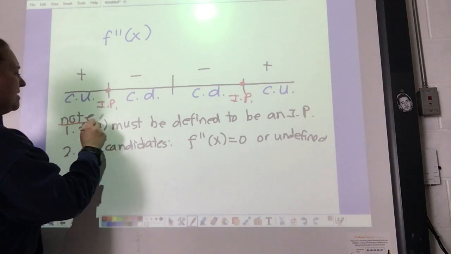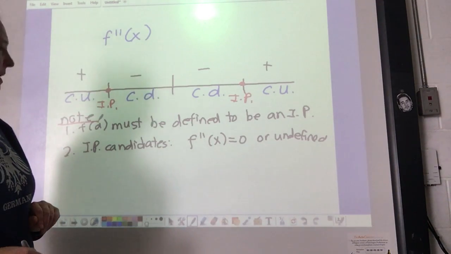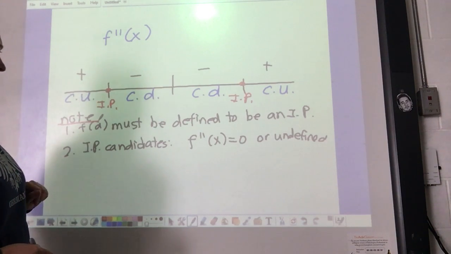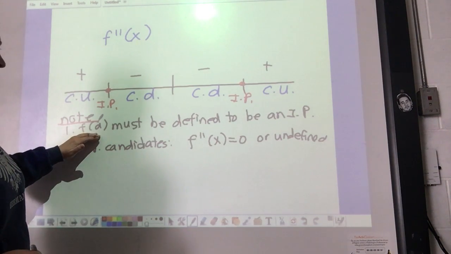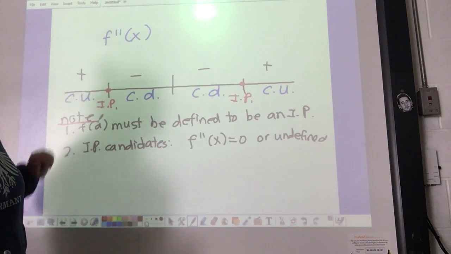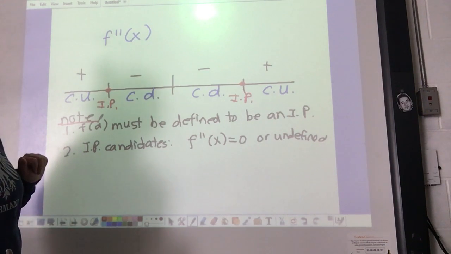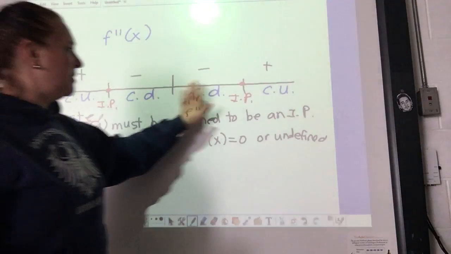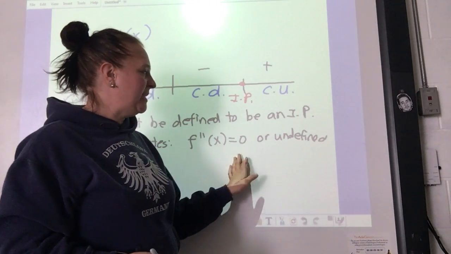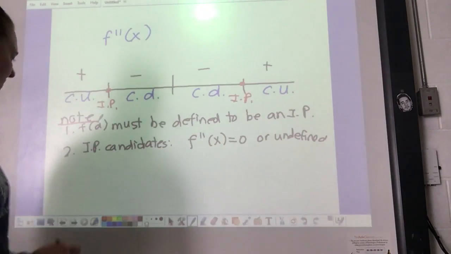Just a note, just like we did in part 1 of this lesson about critical numbers, same thing for our inflection points. Remember, your f of a has to be defined for it to be an inflection point. And where do we get our possibilities for inflection points? We'd say any possibilities would be where the second derivative is equal to 0 or undefined.